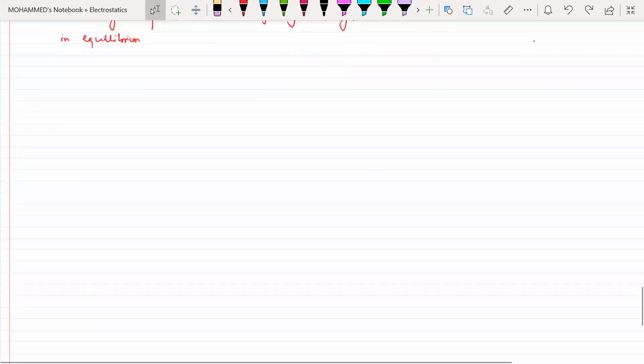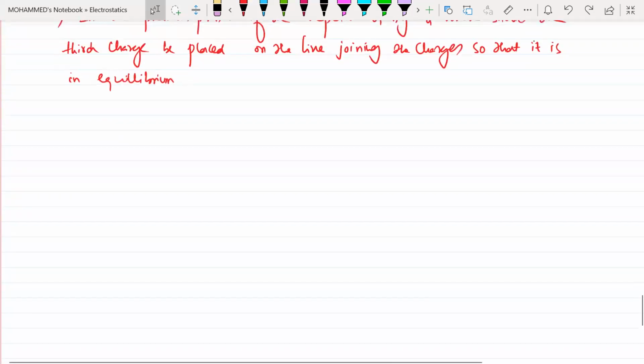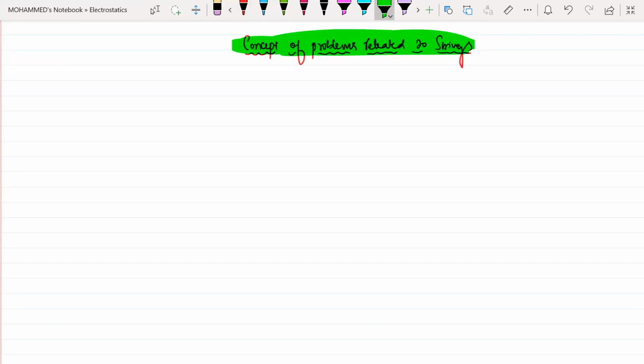Now let us try to go for the next one. That one is problems related to strings. Concept of problems related to strings. Then Newton's laws of motion apply. We are applying the concept of Newton's laws of motion. Okay, now? Yes. Sure.